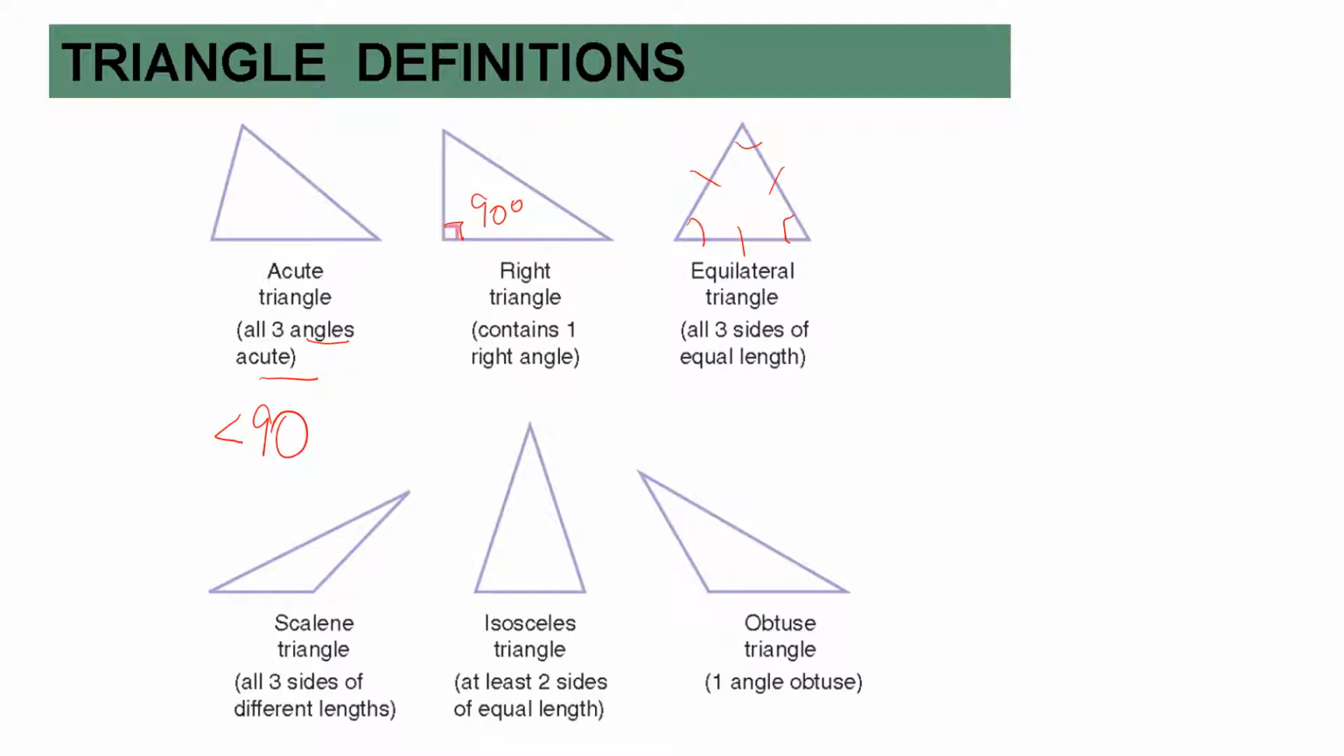The scalene triangle, the relationship between its sides is that all 3 sides have different lengths. Isosceles, I'm going to have 2 sides that have equal length, 2 sides that are congruent, which also means that it's going to have 2 angles that are congruent. Now notice this definition says at least 2 sides of equal length. So an equilateral triangle is a special type of isosceles triangle. And then we have an obtuse triangle because one of its angles is obtuse, which is greater than 90, less than 180.